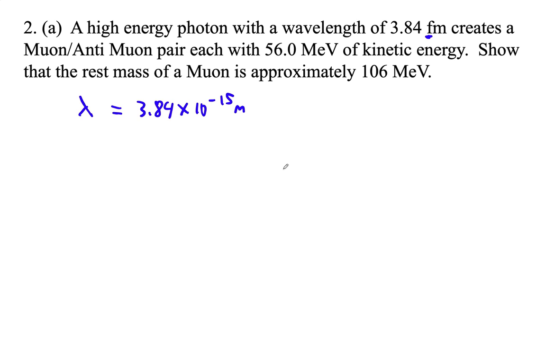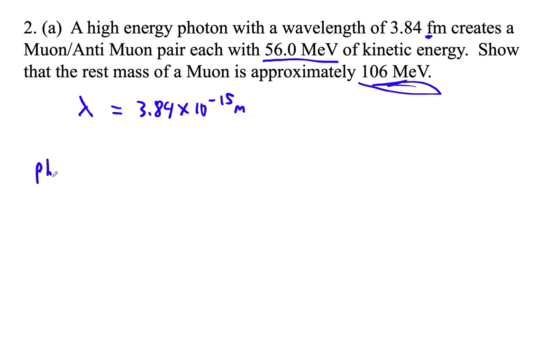Okay, let's see. You can create a muon anti-muon pair, each with 56 MeV of kinetic energy. Show that the rest mass of a muon is approximately 106 MeV. There's a couple ways to do this. One way is to figure out that two of these and two of these has an energy that's equal to this wavelength or so. I'm just going to calculate the kinetic energy.